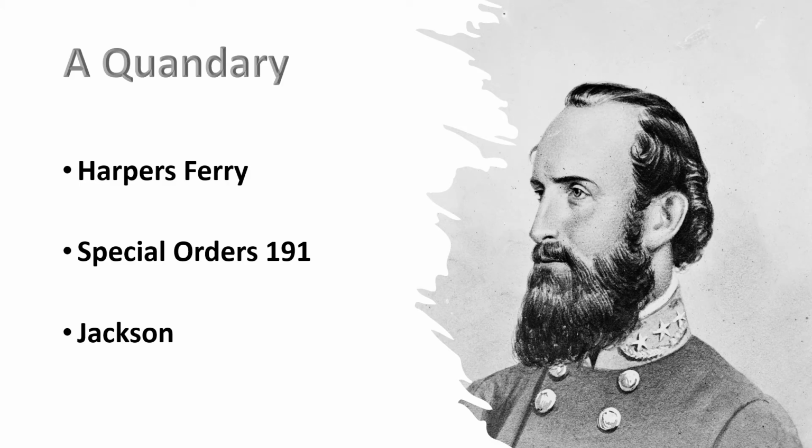Now Lee was in a quandary. There was a federal force to his rear at Harpers Ferry. He knew that he must deal with that force before proceeding. Thus, he issued Special Orders 191, perhaps the most complex orders he issued during the entire war. These orders were also known as the Lost Orders. They were the orders found by a pair of Union soldiers wrapped around 3 cigars. As they delivered this to McClellan, McClellan now knew where each part of Lee's army was located.